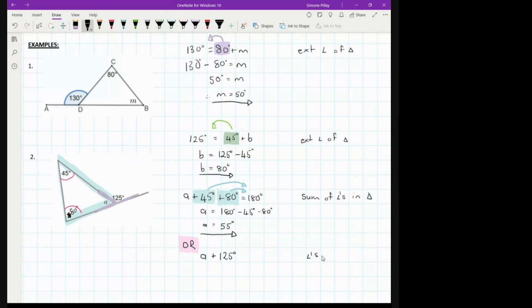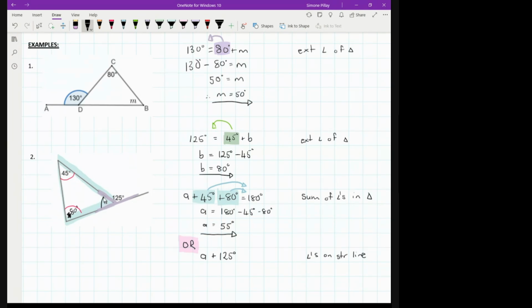So this is angles on a straight line. And what's the rule? It's equal to 180, ma'am. So a plus 125 plus 45 degrees equals 180. My question to you is, why are we including the 45? Because it's opposite. Right, it's opposite. It's not part of my angles on a straight line.